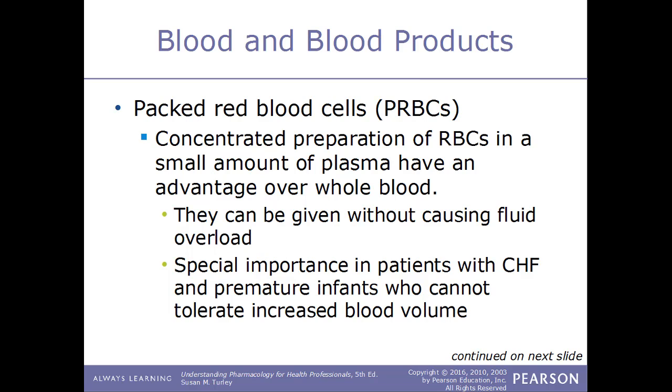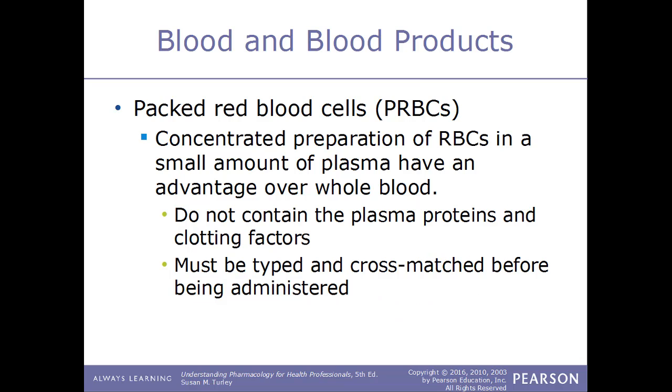Alright, now we'll talk about packed red blood cells, or PRBCs. This is a concentrated preparation of red blood cells in a small amount of plasma that have an advantage over whole blood. These can be given without causing fluid overload to a patient. This is of special importance to patients with congestive heart failure and also premature infants who cannot tolerate any increase in blood volume. Now, the downside about packed red blood cells is they do not contain plasma proteins or any clotting factor. But just like with whole blood, they must be typed and cross-matched before being administered to a patient.